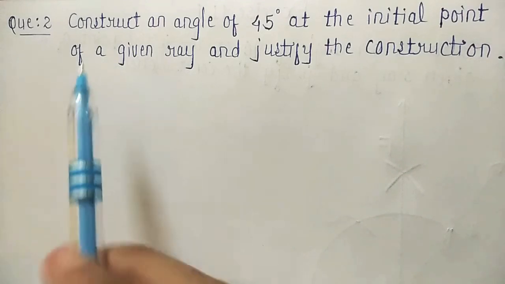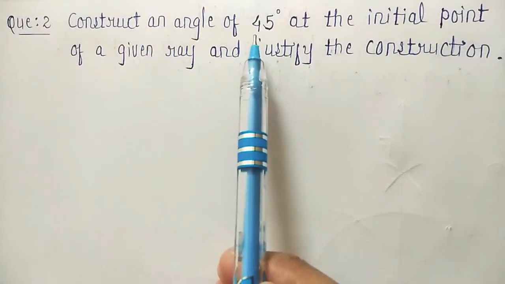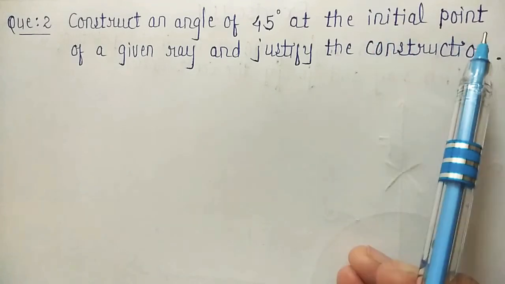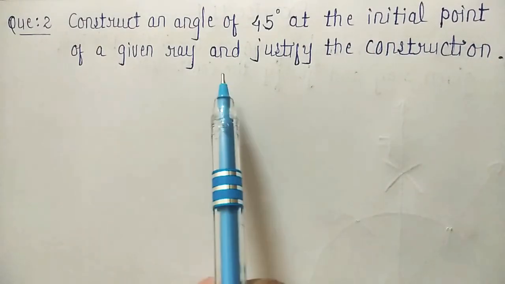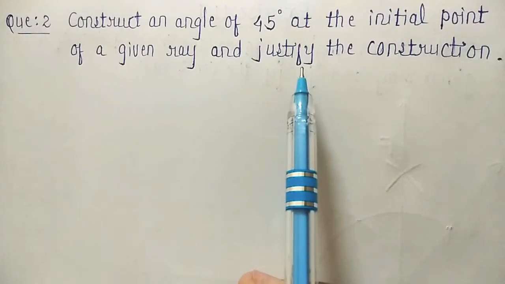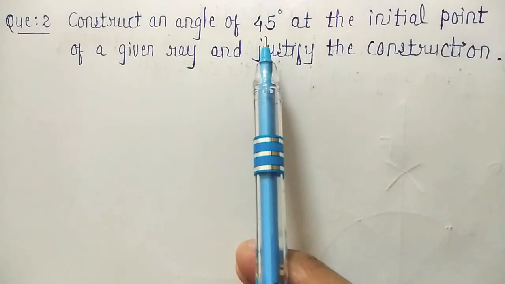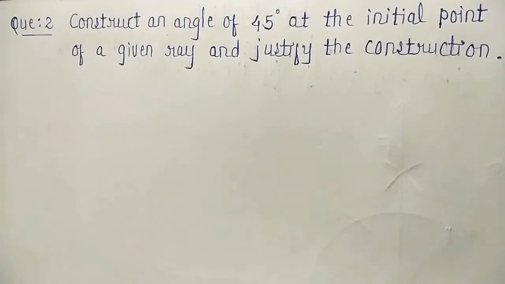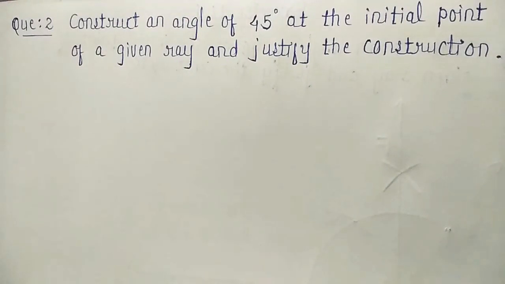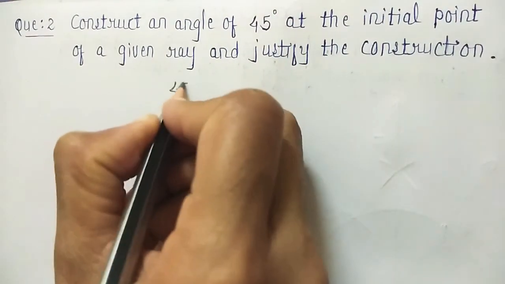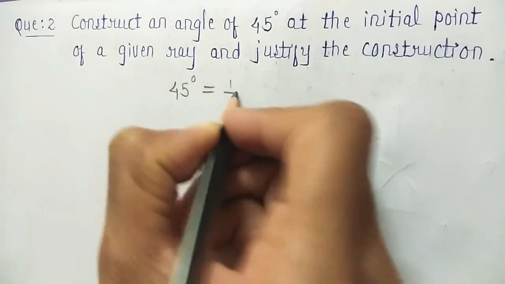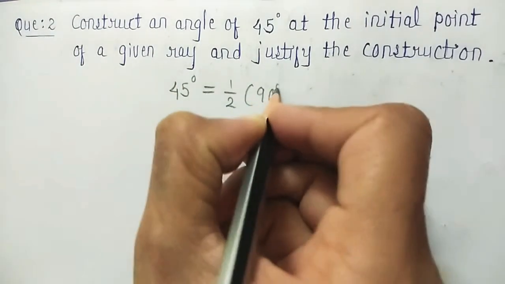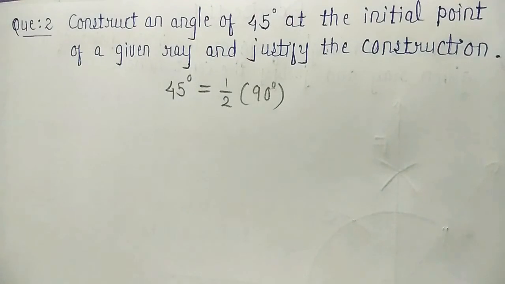Question number 2. Construct an angle of 45 degree at the initial point of a given ray and justify the construction. So we have to draw an angle of 45 degree. Also we have to justify the construction. Now students, we know that 45 degree is what? Half of 90 degree.